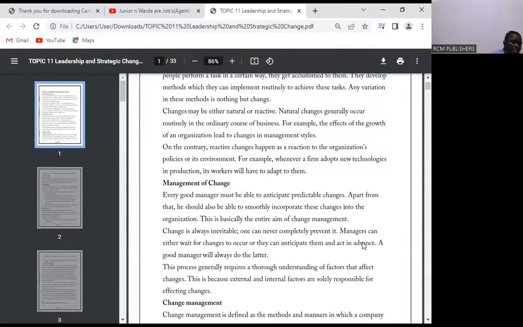Reactive means you wait for something to happen. You wait for the worst performance to occur, and then you respond to that bad occurrence. Proactive means you take measures in advance to mitigate any bad consequences from happening. So good managers are normally proactive. They are anticipatory.